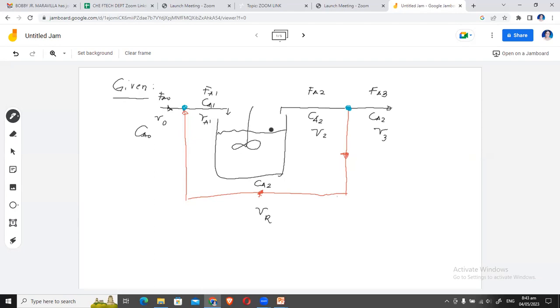What is given in the problem is that you have this particular reaction. And this is the rate law. So your set of units for this is pound mole per cubic feet per hour. And what else? Your V0 is 100 cubic feet per hour. I'll just transfer it here so I can write it. You have V0 is 100 cubic feet per hour. Concentration is 1 pound mole per cubic feet.